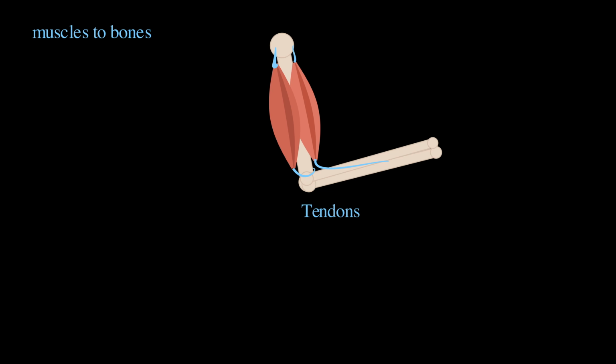You may have heard of sports injuries such as Achilles tendonitis, which is inflammation of the tendon. And make sure you don't confuse tendons with ligaments. Ligaments connect bone to bone, and these ensure the stability of joints. Similarly, you may have heard of ligament injuries in sports such as ACL or anterior cruciate ligament.